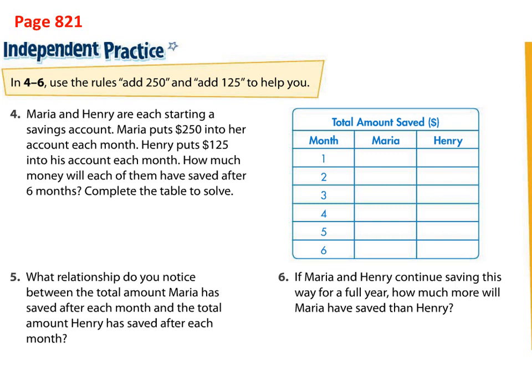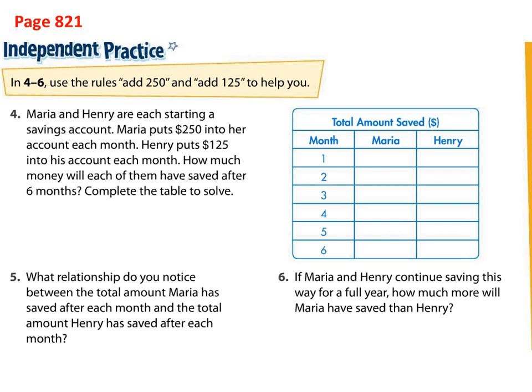In 4 to 6, use the rules add 250 and add 125 to help you. Question 4. Maria and Henry are each starting a savings account. Maria puts $250 into her account each month. Henry puts $125 into his account each month. How much money will each of them have saved after 6 months? Complete the table to solve.